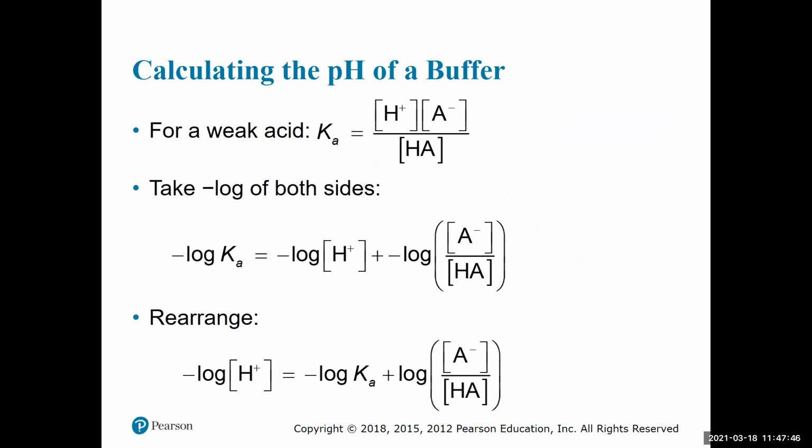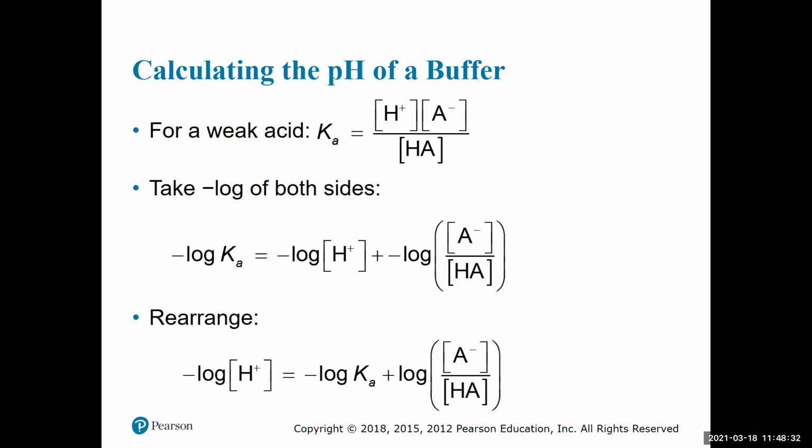Okay, I want to go through, when we talk about calculating the pH of a buffer, there's a special way you do that. If we think about a weak acid, which is what we're usually talking about with buffers, we have our equilibrium expression here. So Ka equals H plus times the anion concentration divided by the acid. If we take minus the log of both sides of this equation, we get minus the log of Ka. We break out that H plus concentration. We have minus the log of that, plus minus the log of the ratio of A minus to HA.